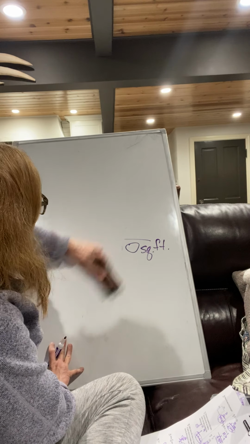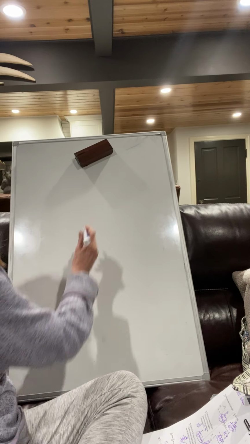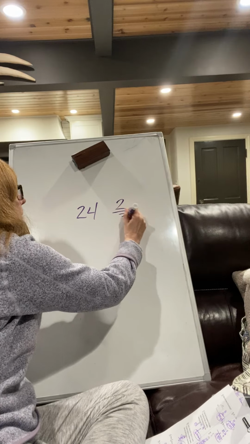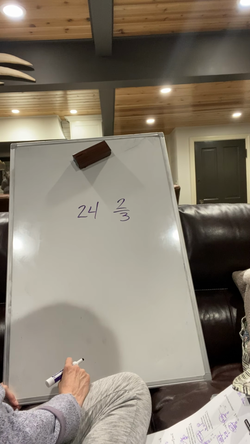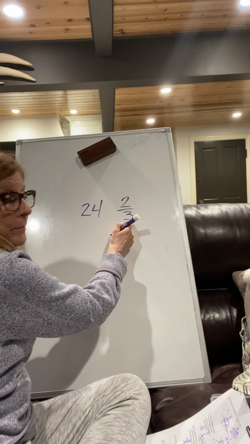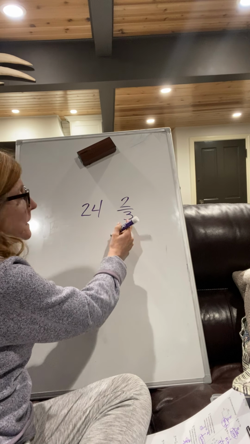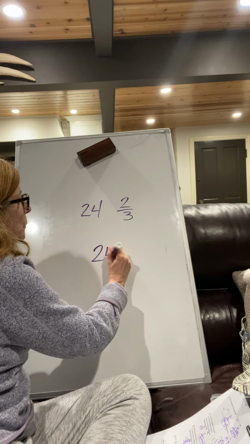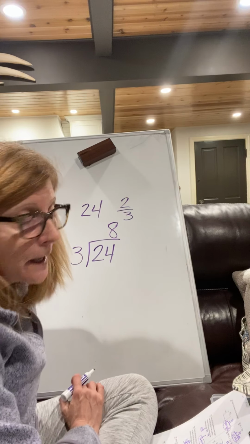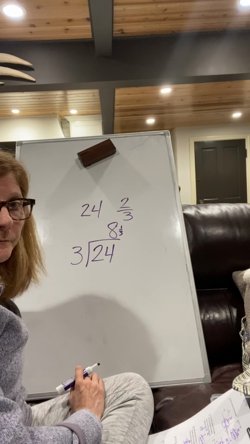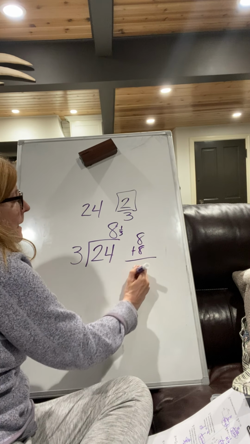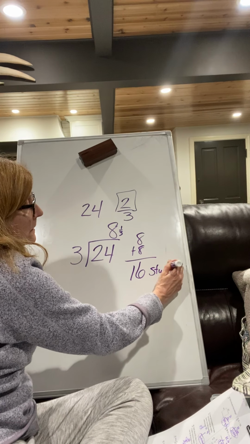All right, number 11. There are 24 students in the class. 2/3 of them are reading books. How many students are reading books? Now, guys, this can be tricky because when you divide, you're going to divide your 24 by how many you want to divide it into. We want to divide it into thirds. So 24 divided by 3 is 8. That is not your answer. 8 is 1/3. So I want 2/3. So I have to take 8 plus 8, and my answer is 16 students.